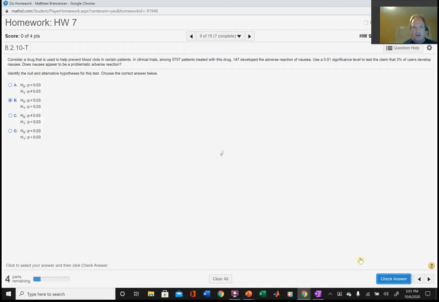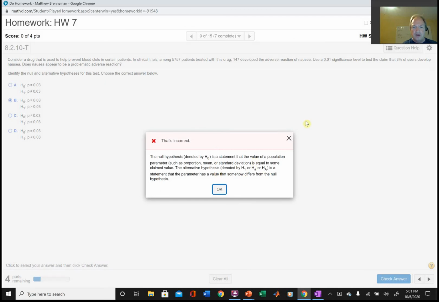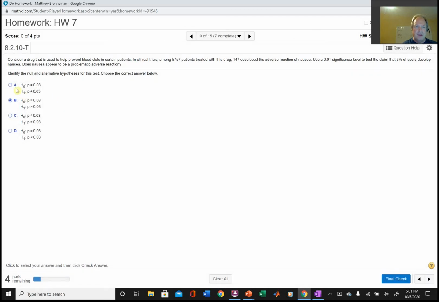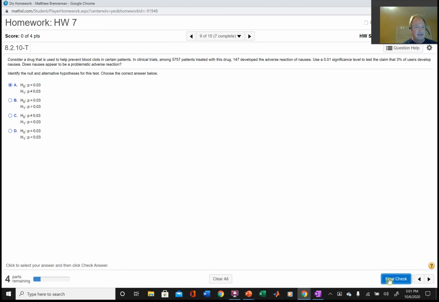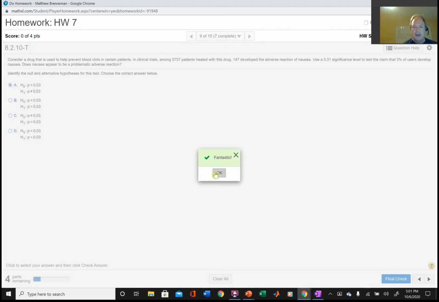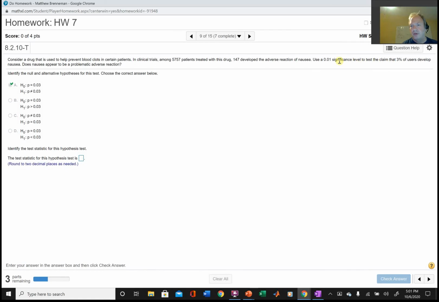Let's just see what they want. No. So here they want equals to, okay? So sometimes it can be a little ambiguous. In this case it is. Okay. So here my first interpretation was correct. All right. Why you would want to test to see if it's less than, because then it wouldn't be a problematic adverse reaction is a little beyond me. But nevertheless, sometimes you have to kind of play around.